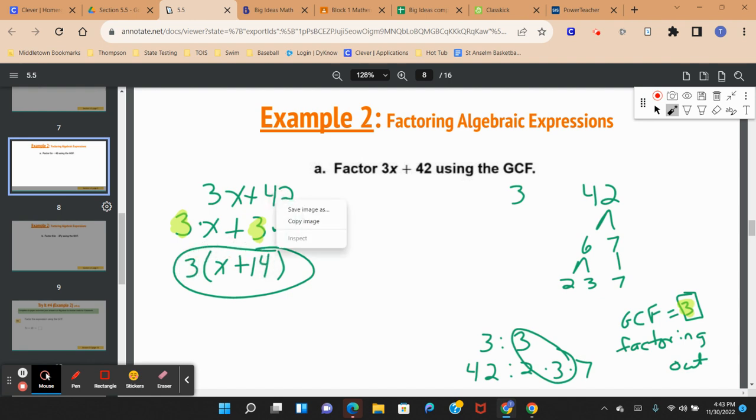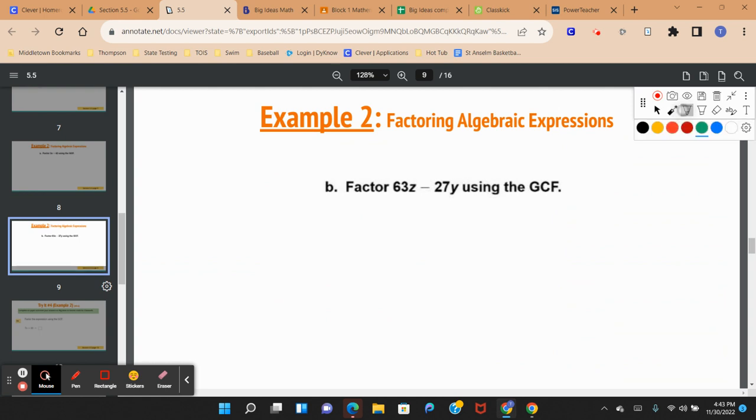So we are good. So now let's do example 2, problem B. So 63z minus 27y. So we have to find the greatest common factor of 63 and 27. So it's going to be 9 and 3.